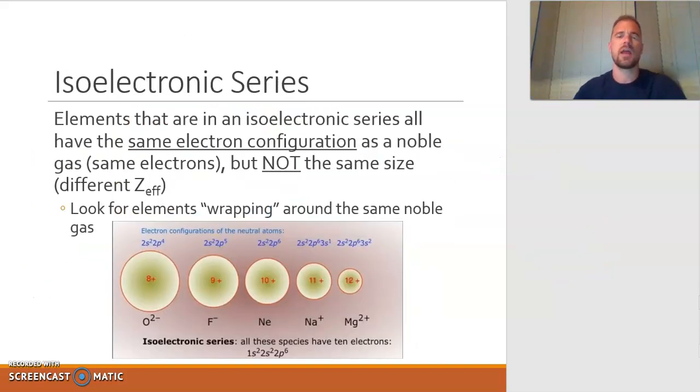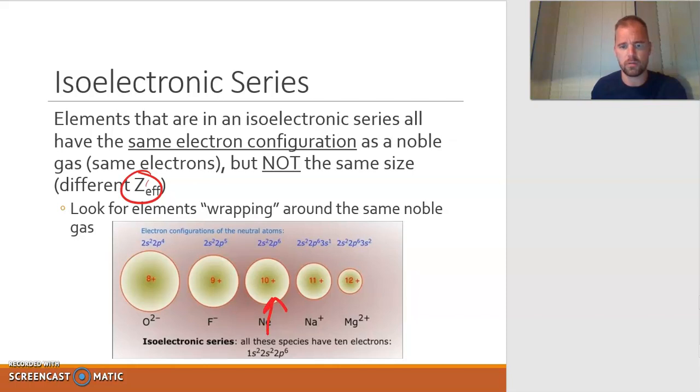When we talk about an isoelectronic series, we are talking about elements that all have the same electron configuration as a noble gas. They have the same number of electrons. But they're not the same size. Why? Because they have a different nucleus. Don't worry about this terminology right here. They have a different nucleus. They have a different number of protons. Let's look at neon, for example. Neon is our noble gas.